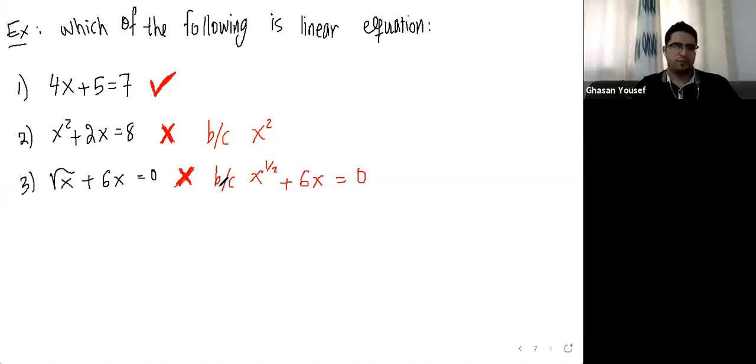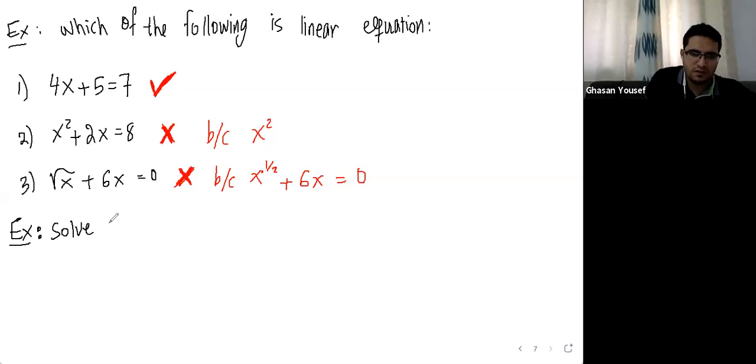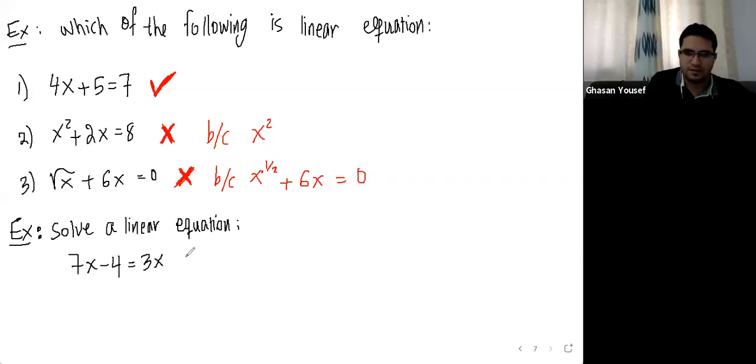Okay, so after we know the general idea of how we can decide whether an equation is linear or not, now we can go over an example of how to solve a linear equation. So example, solve a linear equation. Suppose I have 7x minus 4 equals 3x plus 8.